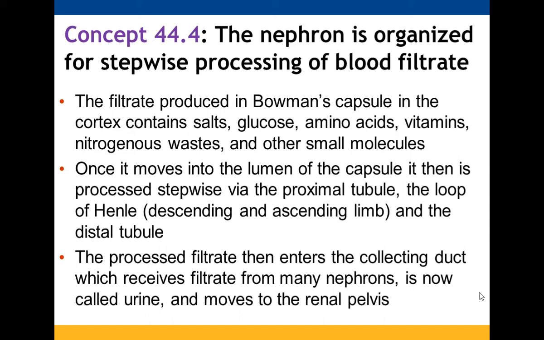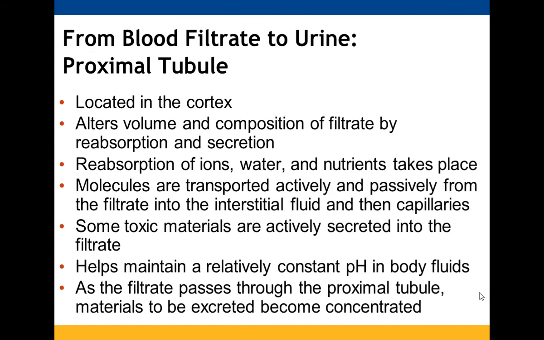So there's a stepwise process in which blood is filtered in the nephrons. It's going to move from the glomerulus into the lumen of the Bowman's capsule, and then it will move through the proximal tubule, the loop of Henle. There's a descending and ascending limb, a distal tubule, and then it will move down through the collecting duct so that it can be prepared for excretion. So we're going to look at each of those one at a time.